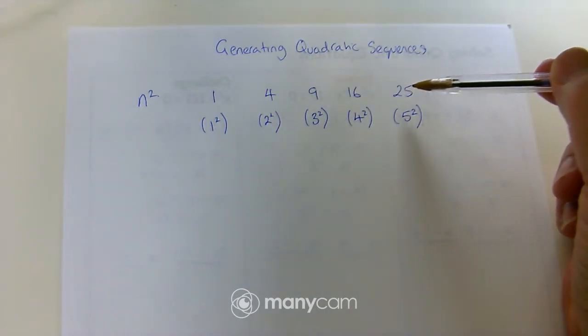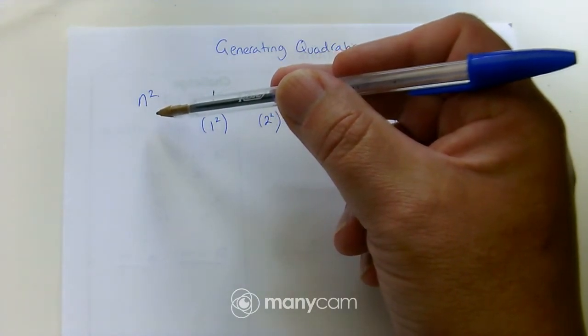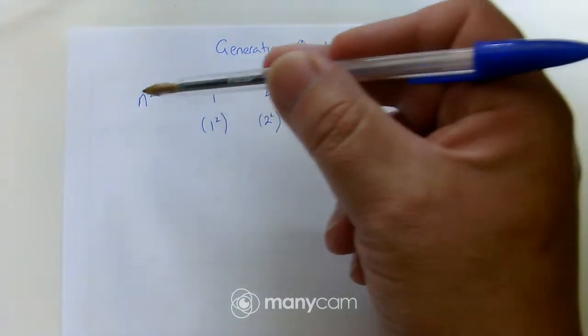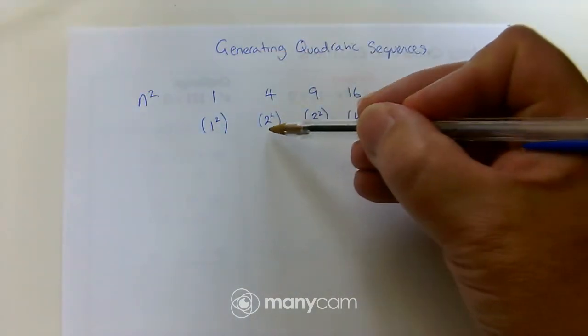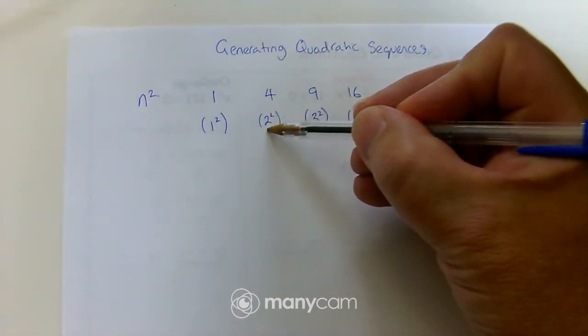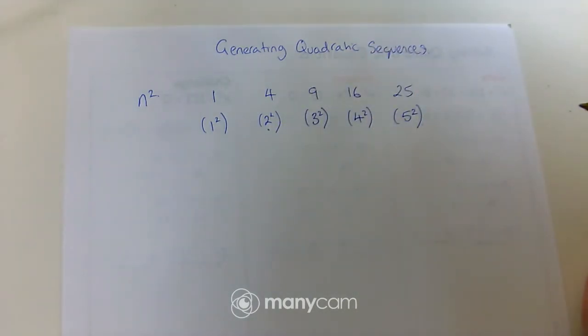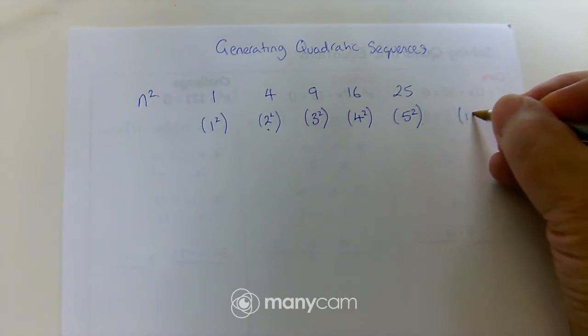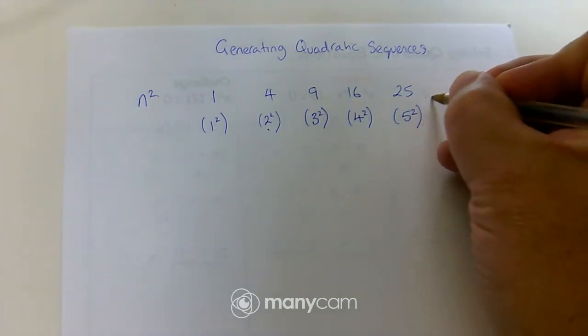Now remember, any nth term, n, represents the position of the term in the sequence. So for the first term, n is 1, so n squared is 1 squared. For the second term, n is 2, so n squared is 2 squared, or 4, and so on. So if I wanted to work out the 10th term, it would be 10 squared, which is 100. Okay.